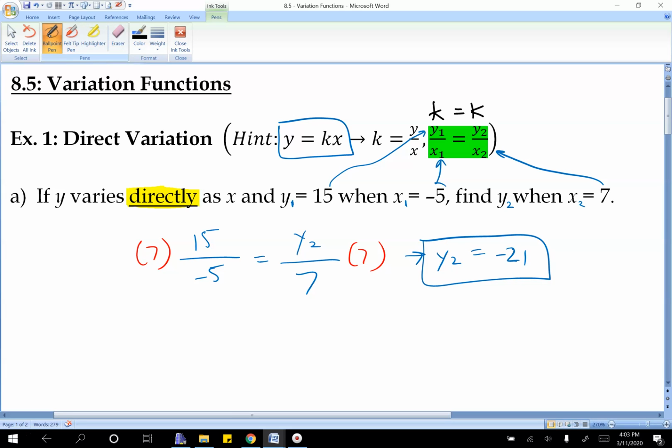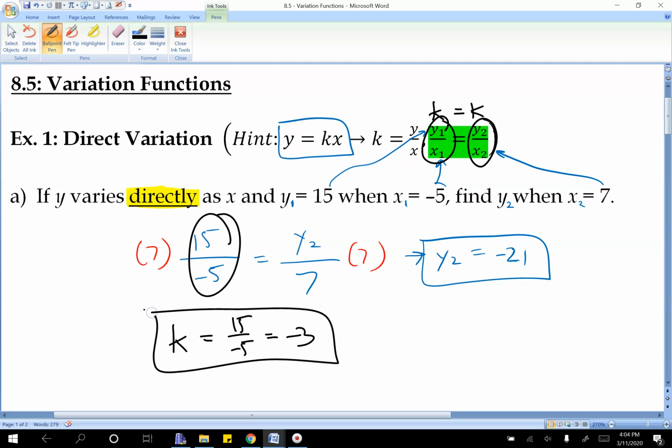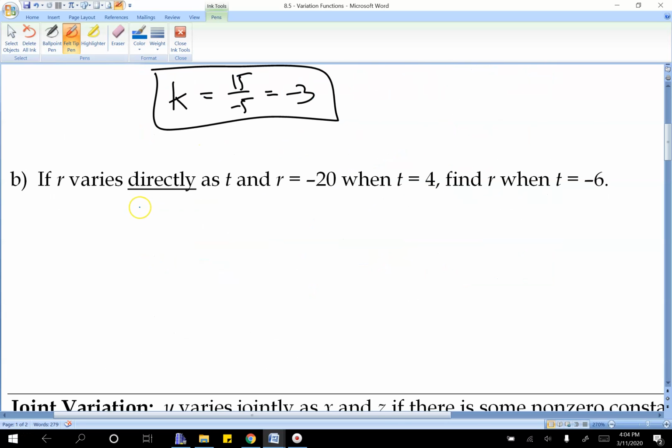Okay. So we are done. I'm going to go a little bit further, and they're going to say what is k, and it's just any one of these fractions here. So we have it pretty much right here. It's 15 over negative 5, which is negative 3. So that's what k would be. Okay, it's also like our slope. I want you guys to pause and try b.